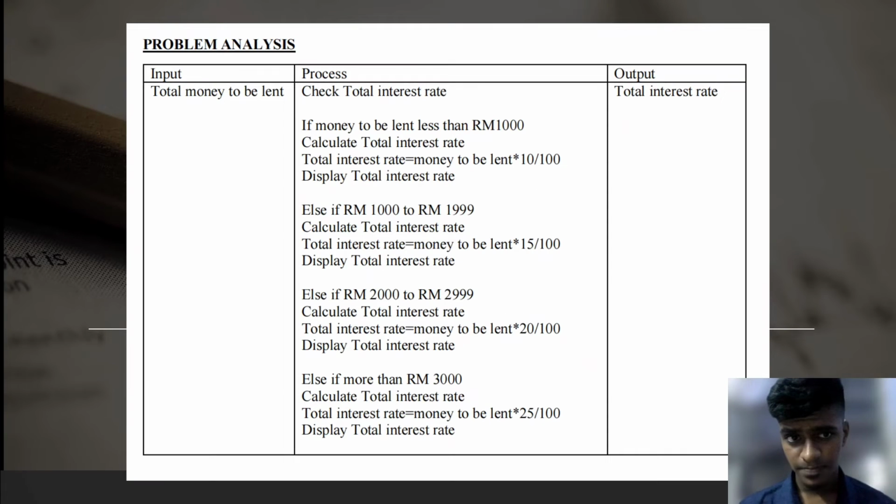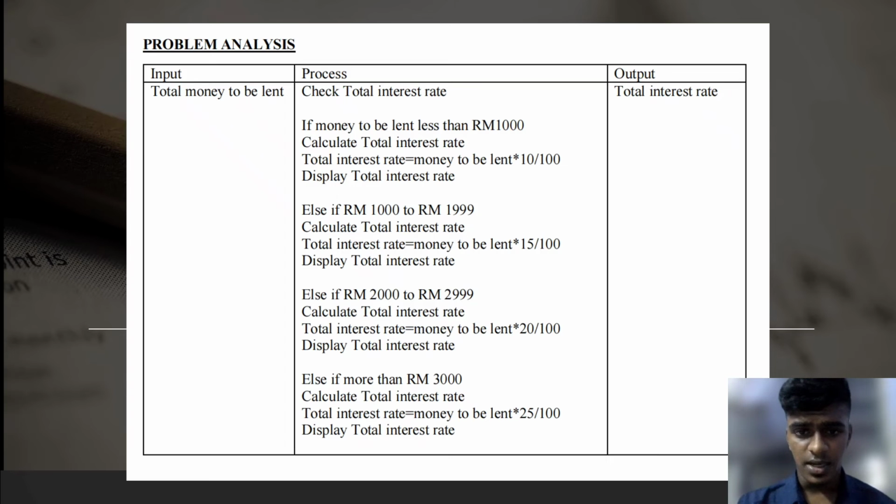Thank you, Peter. First of all, problem analysis. The input will be total money to be lent. The process will be check total interest rate. If money to be lent is less than RM1000, calculate total interest rate. Total interest rate is equal to money to be lent times 10 per 100. Display total interest rate. Else if RM1000 to RM1999, calculate total interest rate. Total interest rate equals money to be lent times 15 per 100.